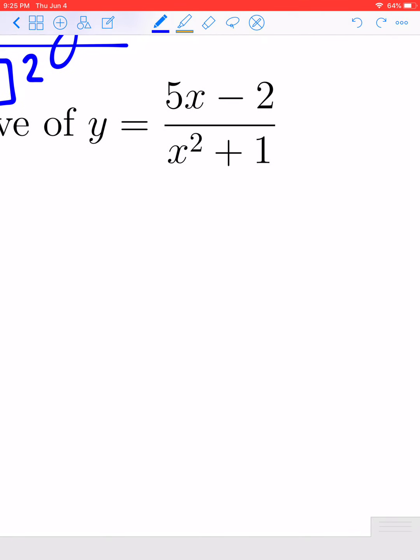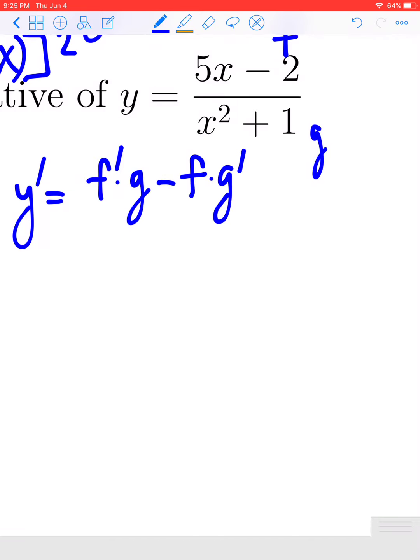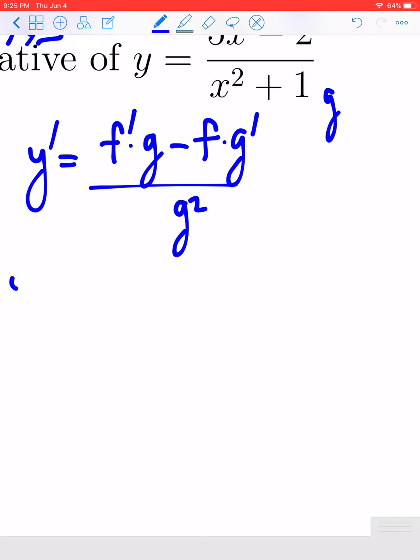We have y equals 5x minus 2 divided by x squared plus 1. Again, the numerator, that's playing the role of function f. That's 5x minus 2. The x squared plus 1, that's the denominator. That's playing the role of g. According to our quotient rule, it should be the derivative of the top times the bottom minus the top times the derivative of the bottom all over the bottom squared. Let's go through and work out each of those pieces.